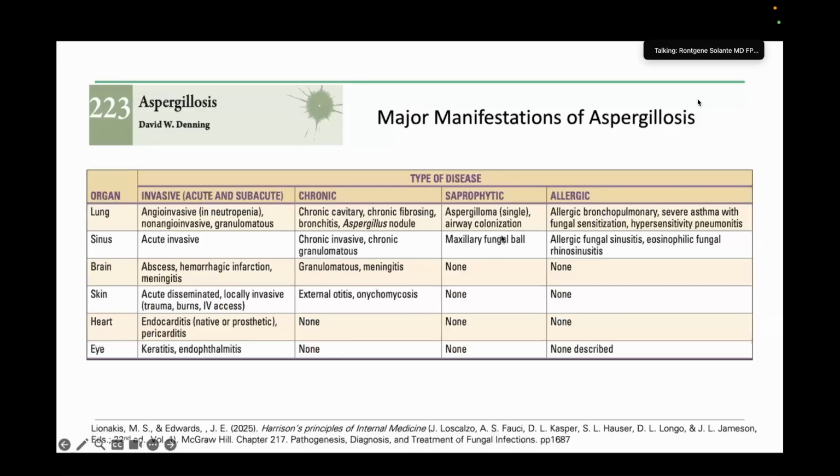Okay, and then the most benign among these is your saprophytic form, or your aspergilloma. Most of these will have what we call the characteristic fungus ball. So usually it's not so toxic, and rarely symptomatic unless you have a very big fungal ball. And then, of course, the allergic bronchopulmonary aspergillosis, which can occur and is difficult to differentiate from patients with severe asthma or hypersensitivity pneumonitis.